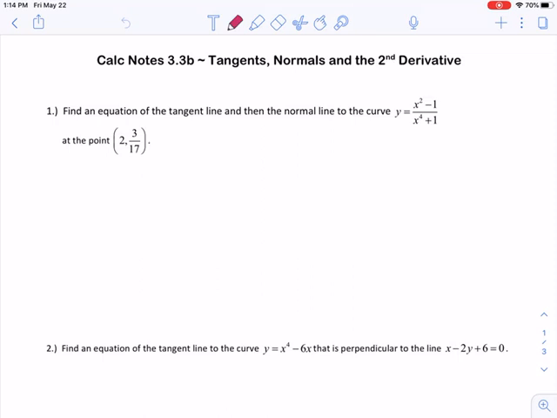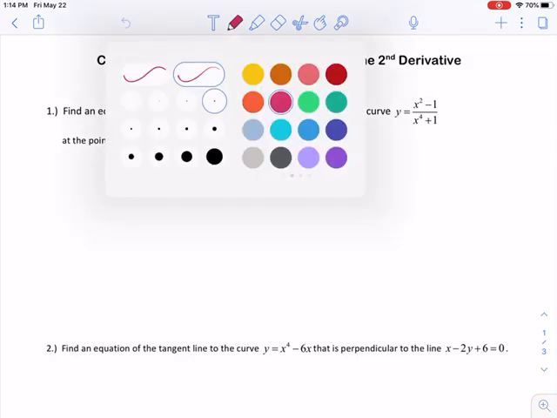We want to find the equation of the tangent line and then the normal line to the curve y equals x squared minus 1 over x to the fourth plus 1 at the point on the curve 2, 3/17. So if I want to come up with the equation of my tangent line, I need a point, which I have, and I need the slope. I know that the slope of the tangent, or the slope of the curve, comes from finding the derivative. So let's go ahead and find the derivative of our equation.